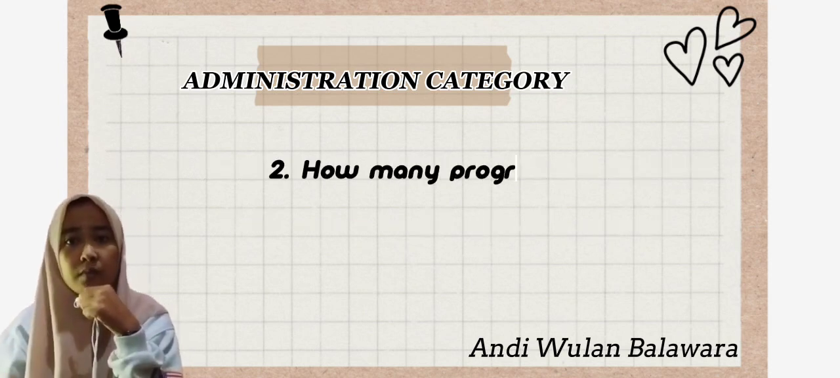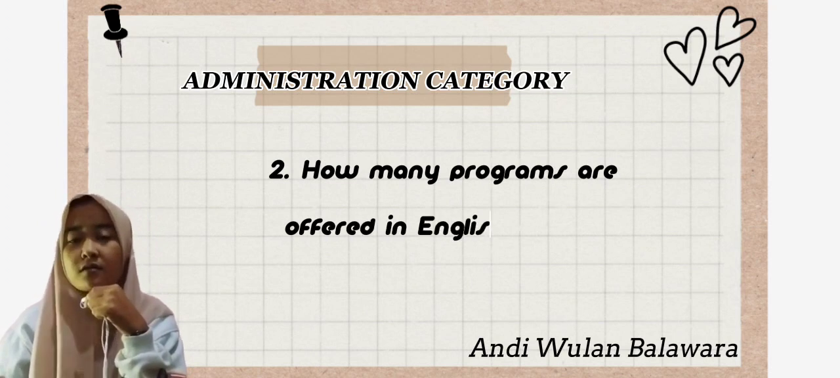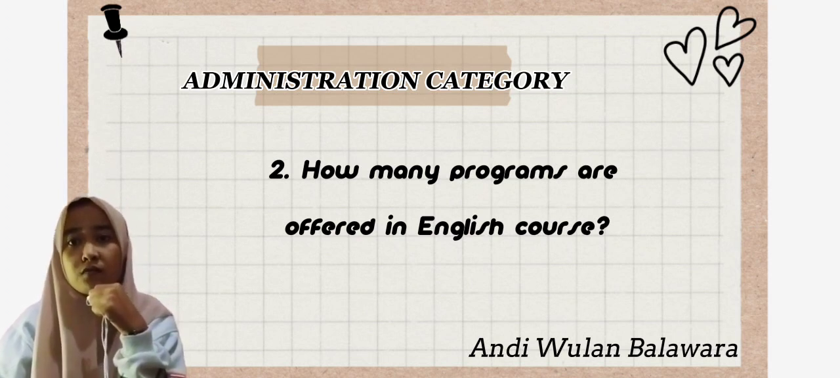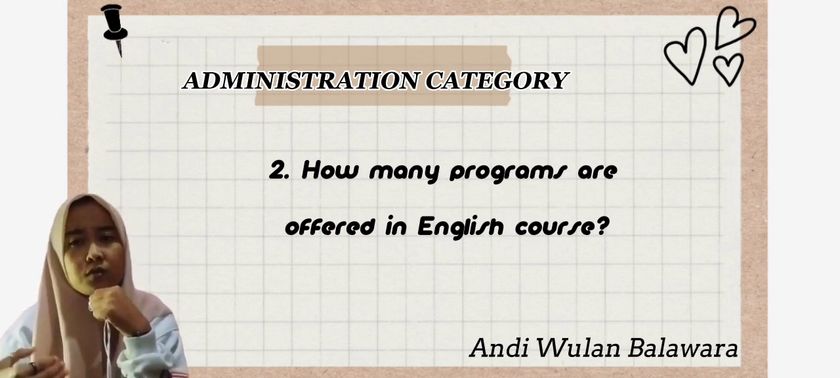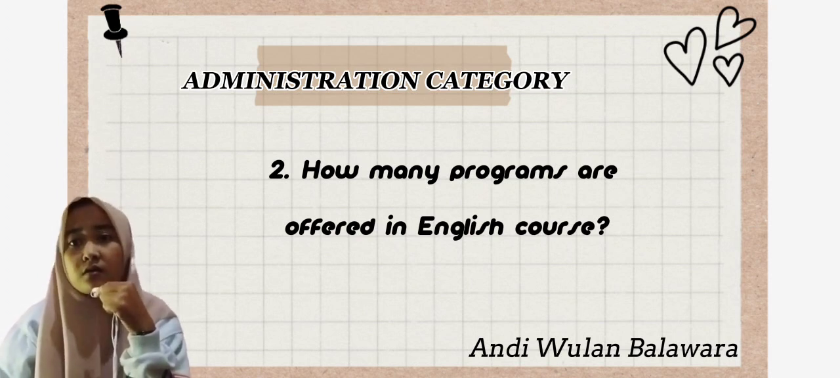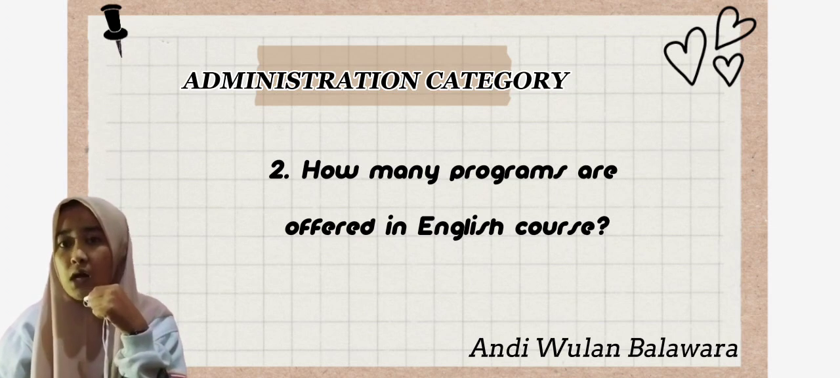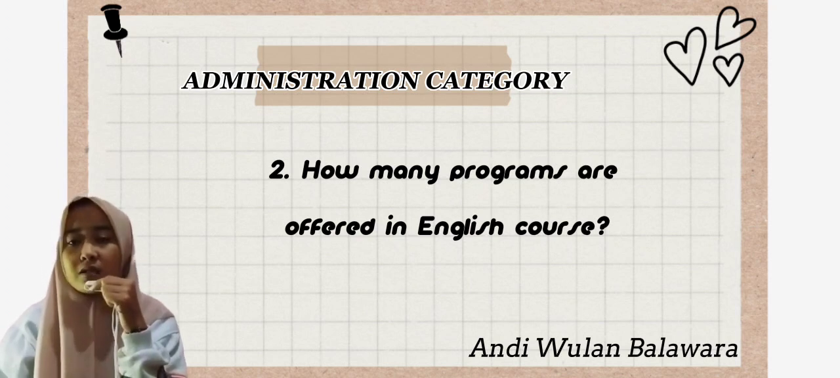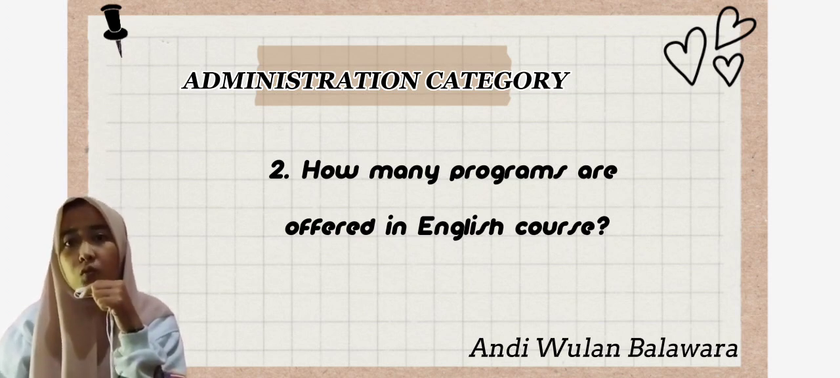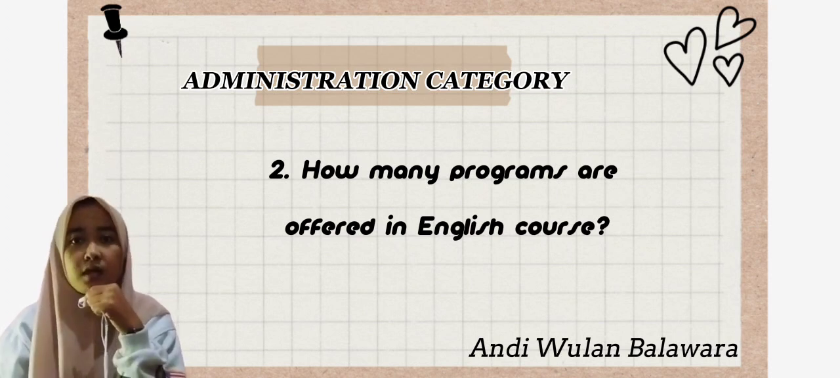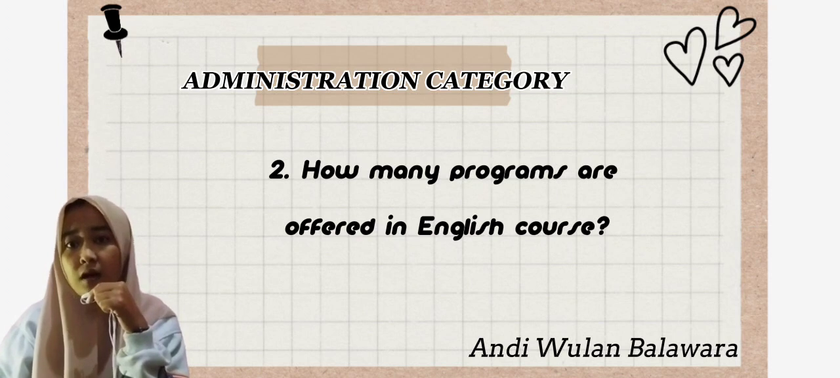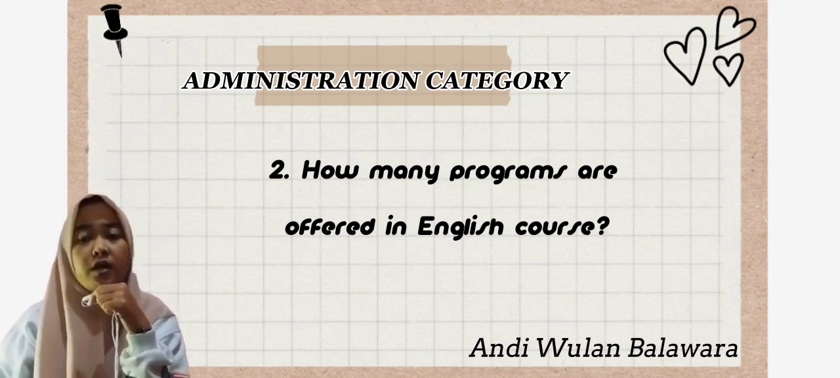And number two, how many programs are offered in the English course? To find out more about the English course, the programs and activities carried out need to be clearly known. Therefore, it is important to ask about the form of the program and the categories of students who can take part in the program. Through this question we can also explore whether the program being made and offered is in line with the original purpose of the English course.